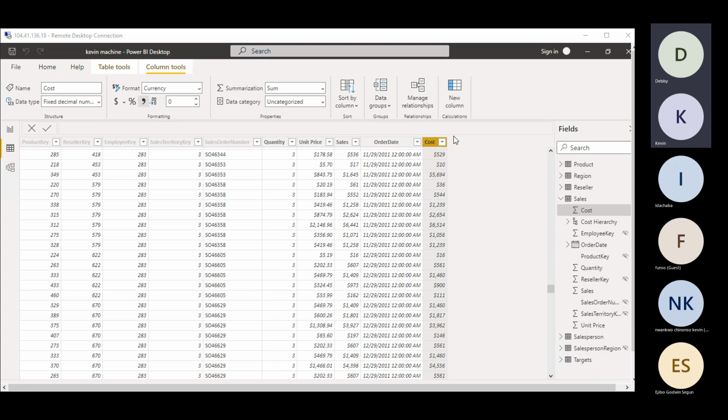You have to calculate profits, the cost price minus selling price. Cost price minus selling price. Okay.